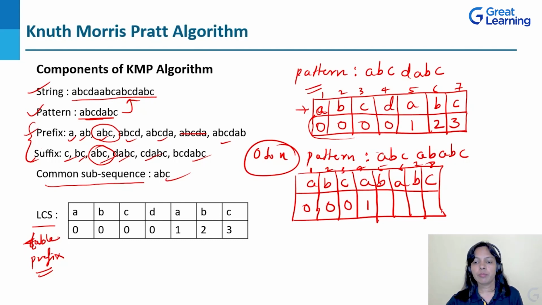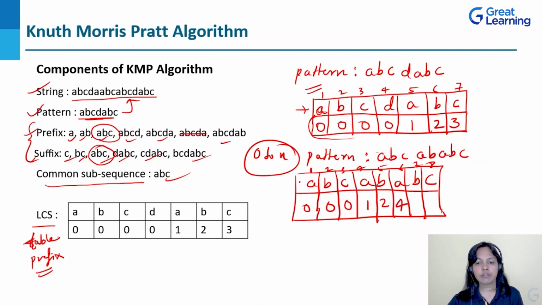Here A. Now B, is it matching with any of the characters? Yes, it is matching over here. What is the index of this B? 2, so it will be 2. Now this A. Is A matching with any of the characters before? It will be compared with this one, it's not matching. It will be compared with this one, it is matching. What is the index of this? 4. So this will be 4 here.